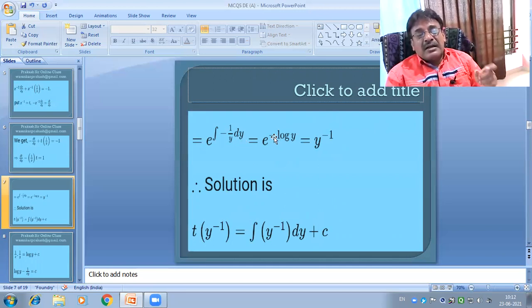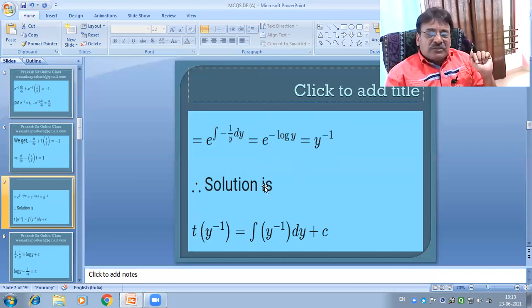Then we use the logarithmic rule, log m to the power n is n log m. Similarly, minus log y can be written as log y to the power minus 1. And again, by the rule in logarithm, e to the power log x is equal to x. Similarly, e to the power log y to the power minus 1 is equal to y to the power minus 1. Again, we repeat this: first we use log m raised to n, then we get log y to the power minus 1. So e to the power log y to the power minus 1 is equal to y to the power minus 1, by using the rule e to the power log x is equal to x.